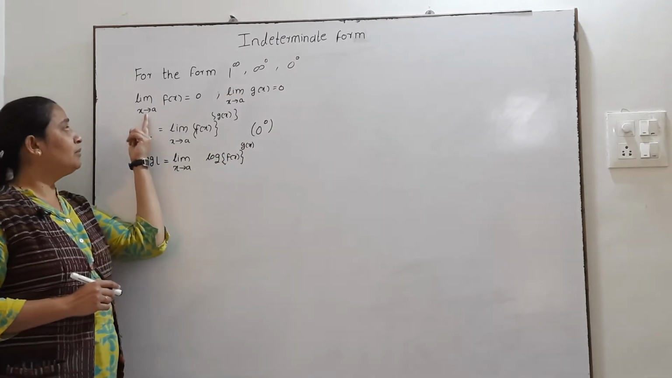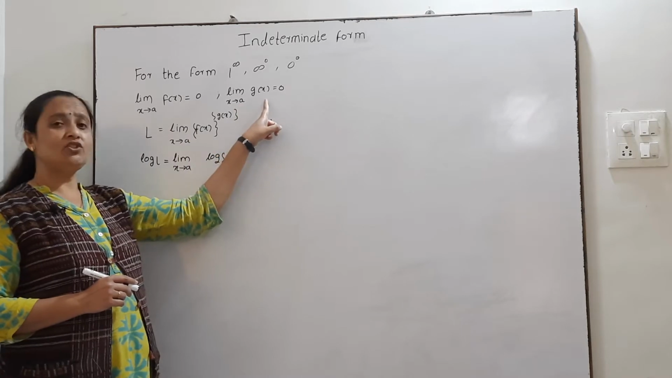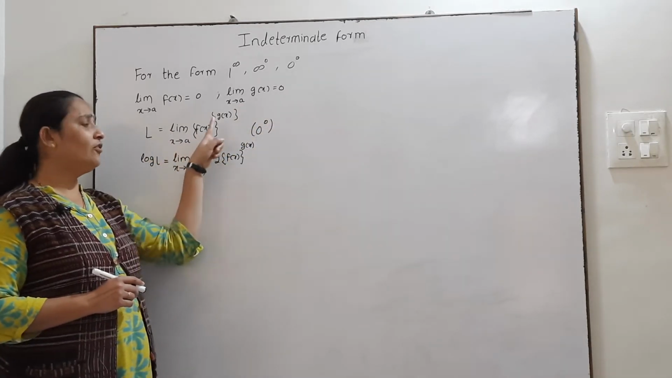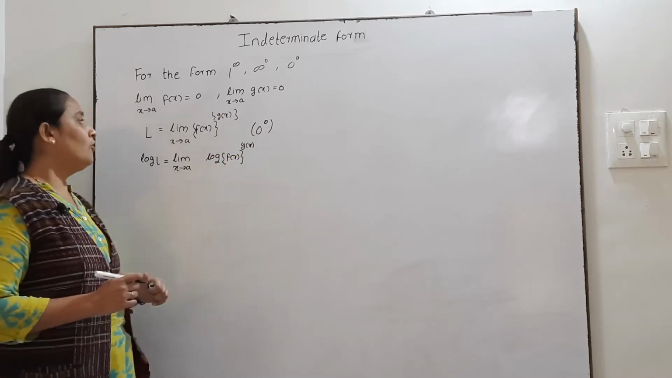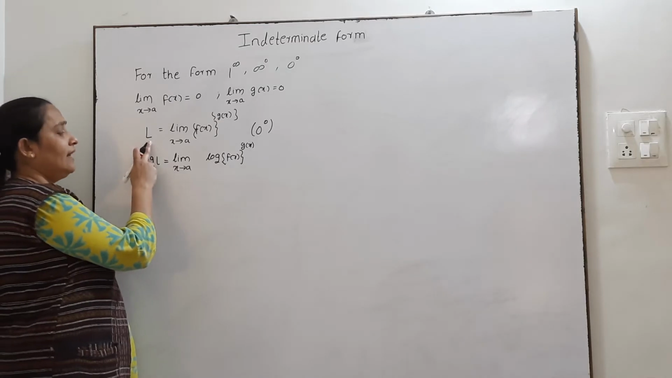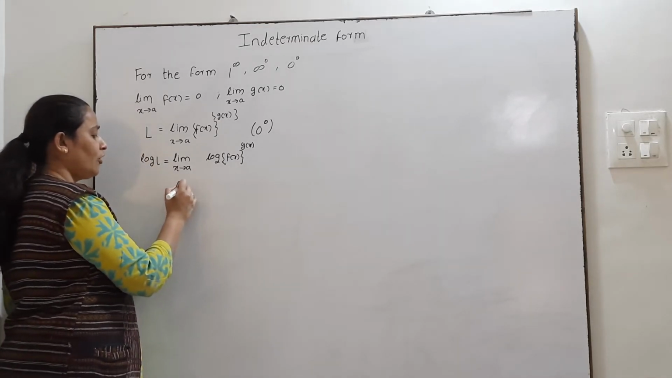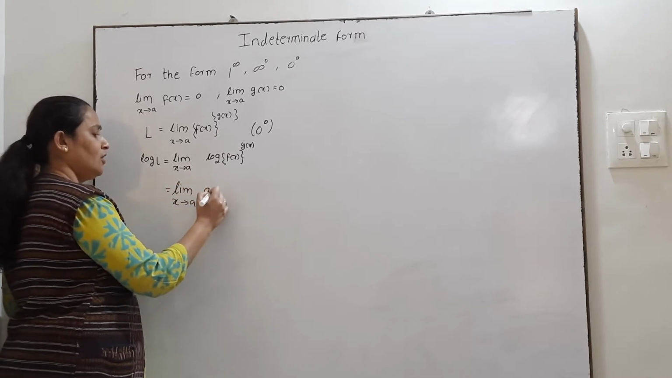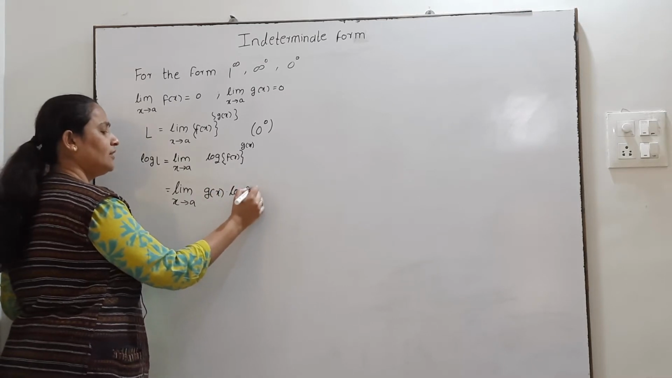Now suppose limit x tends to a of f of x equals 0 and limit x tends to a of g of x equals 0. Then limit x tends to a of f of x raised to g of x will be in the form of 0 raised to 0. For this we'll assume its limit as L. Take log on both sides, and if I use rules of logarithm, you will get limit x tends to a of g of x into log of f of x.